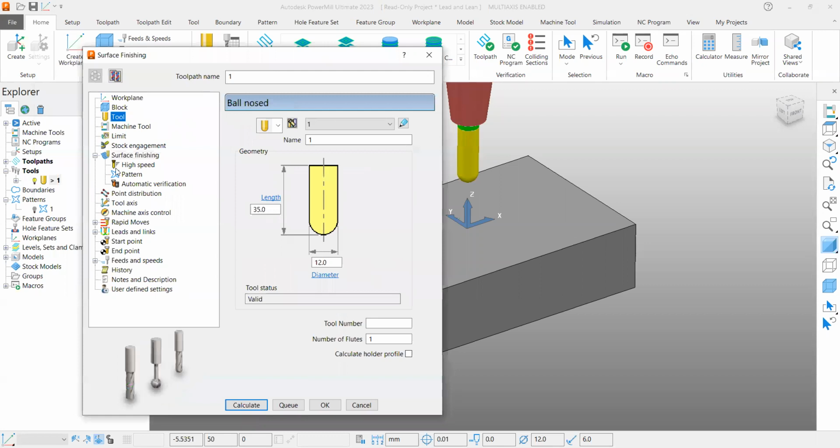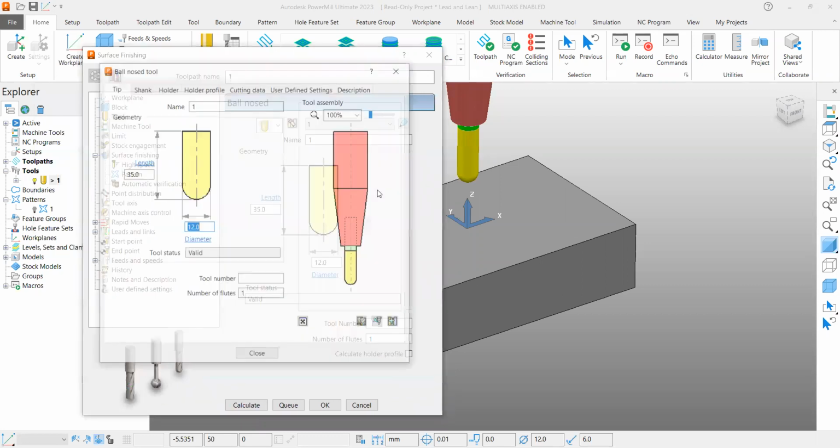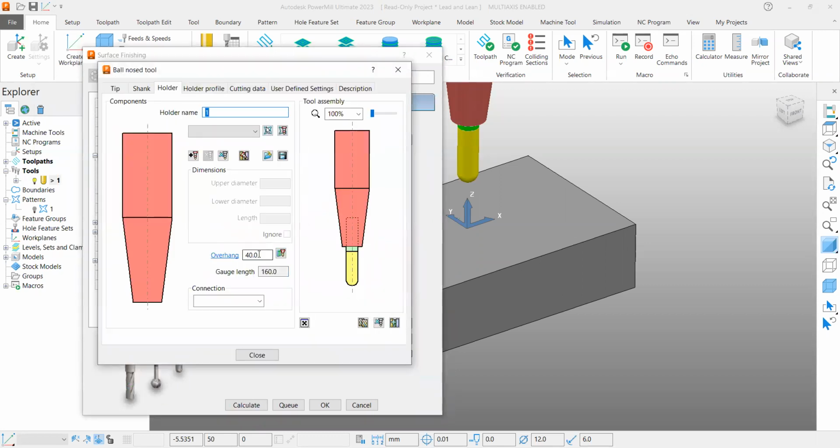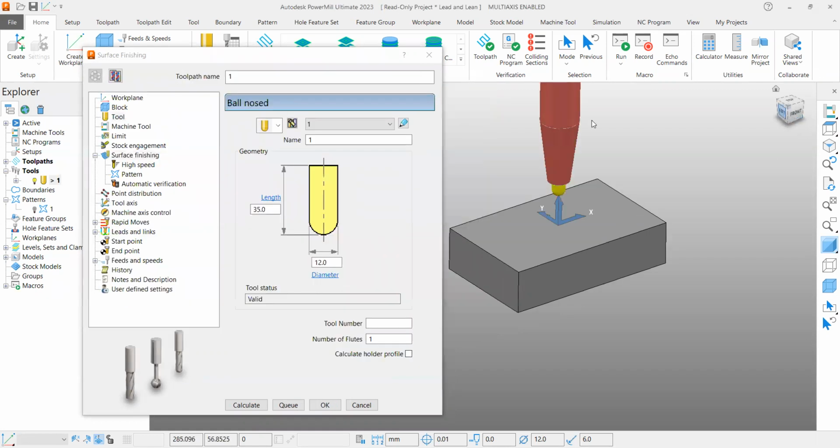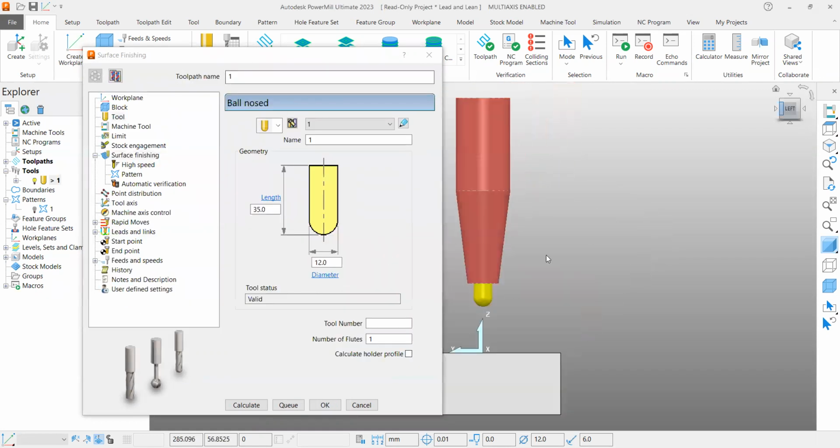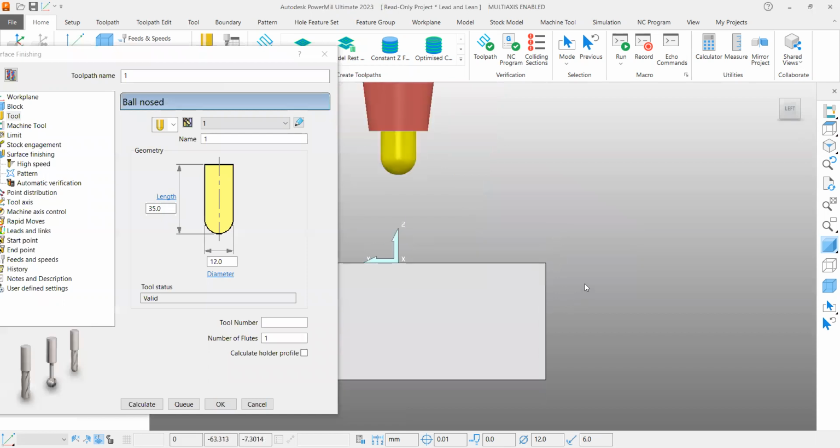Before that, I'm going to shorten the holder profile. I'm having just 15 mm only. If you look at the sidewise from here, I will press Control T to get the tool wireframe. You can see that you cannot complete this one using a vertical axis, right? The holder will hit. So we are going to use the lead lean functionality to tilt the tool.